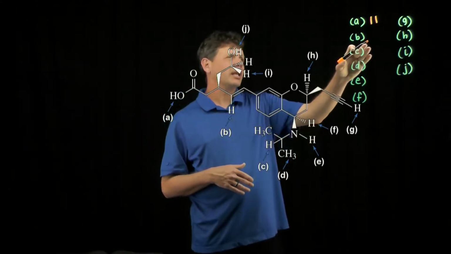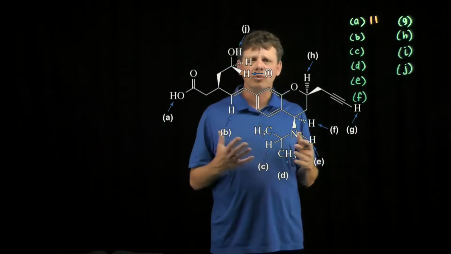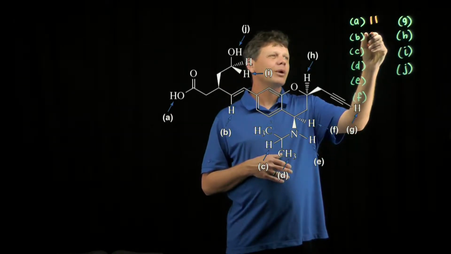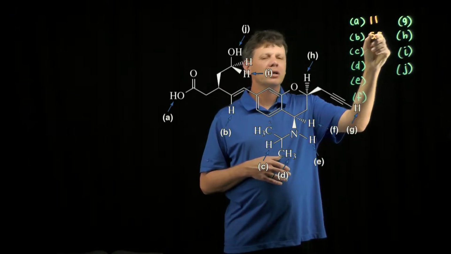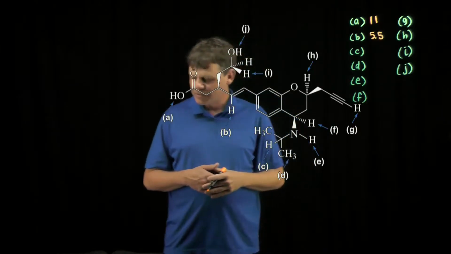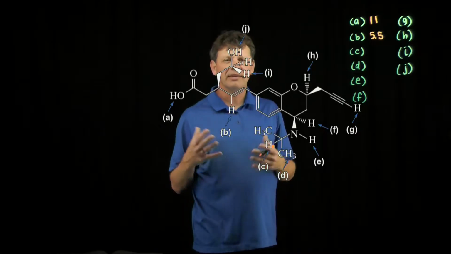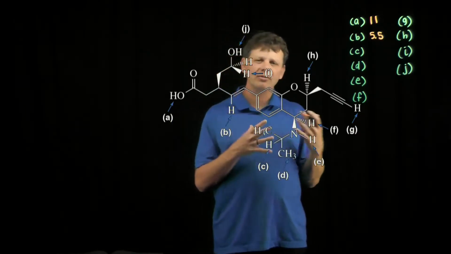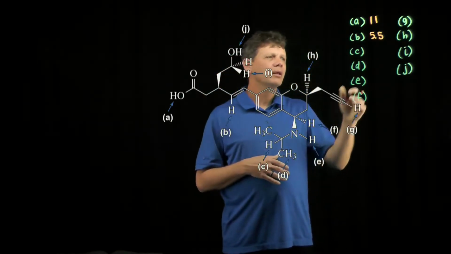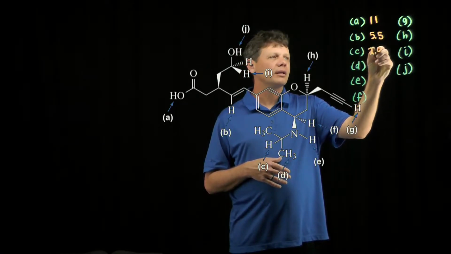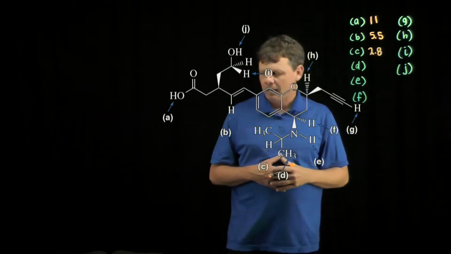HB is a hydrogen attached to an alkene carbon, so we would expect that to show up maybe around 5.5 would be a good number for that. HC is going to be a hydrogen on a carbon that's attached to nitrogen. So nitrogen is not super electronegative, but it's a little bit. So maybe we'll say that one is around 2.8 parts per million.